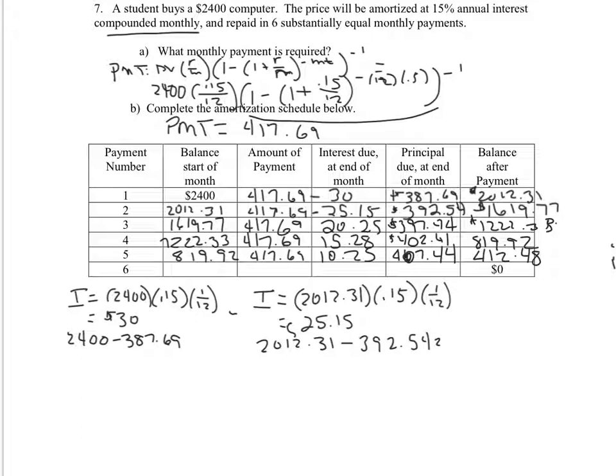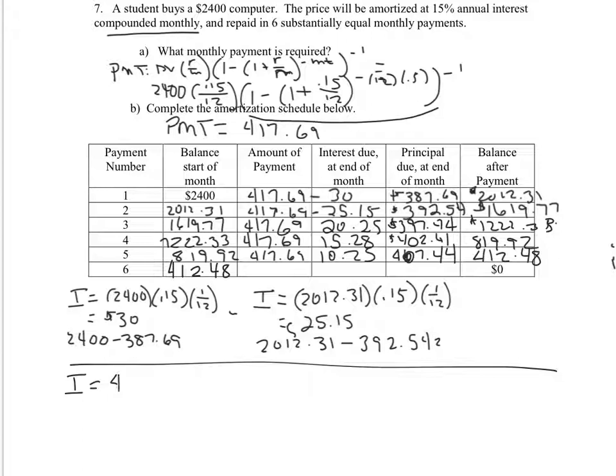On that 5th payment, $10.25 went toward interest, which would mean that $407.44 went to principal, leaving you a balance of $412.48 at the end of the month. Now, let me walk through this last row with you. So you have $412.48 that is due at the beginning of this 6th month.